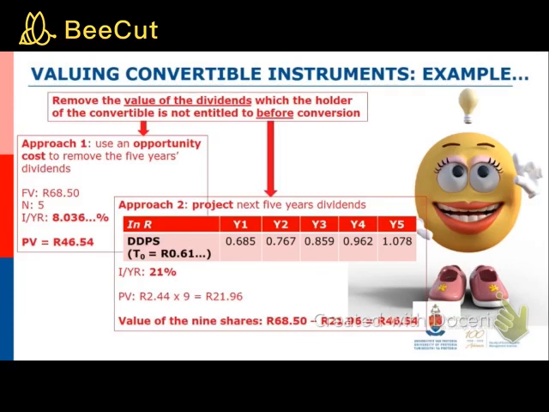Alternatively, approach 2, which might be a little easier for you, says, instead of removing by discounting it out of the value using an opportunity cost, why don't I forecast what the next 5 years' dividends would be that I'm not entitled to and value them. What is the diluted dividend per share now at time point 0? 61 cents. So 61 cents plus 12% growth gives me 68.5 cents, rounded to 3 decimals. That plus 12% gives me 76.7 cents. That plus 12%, the 85.9, and so I go on. I forecast, per share, the next 5 years' dividends, factoring growth in.